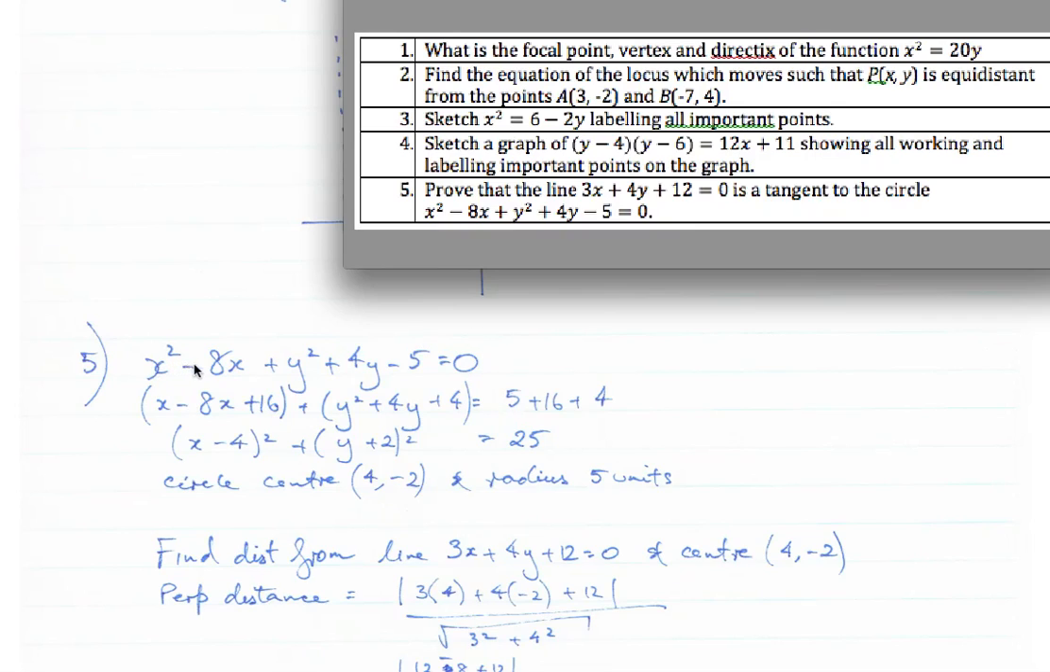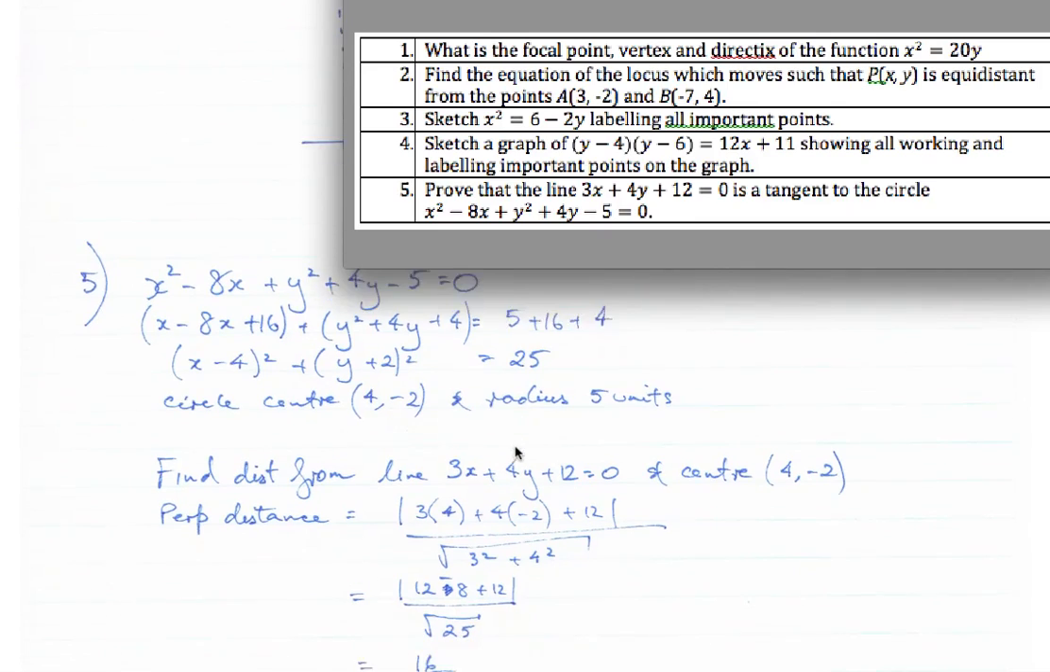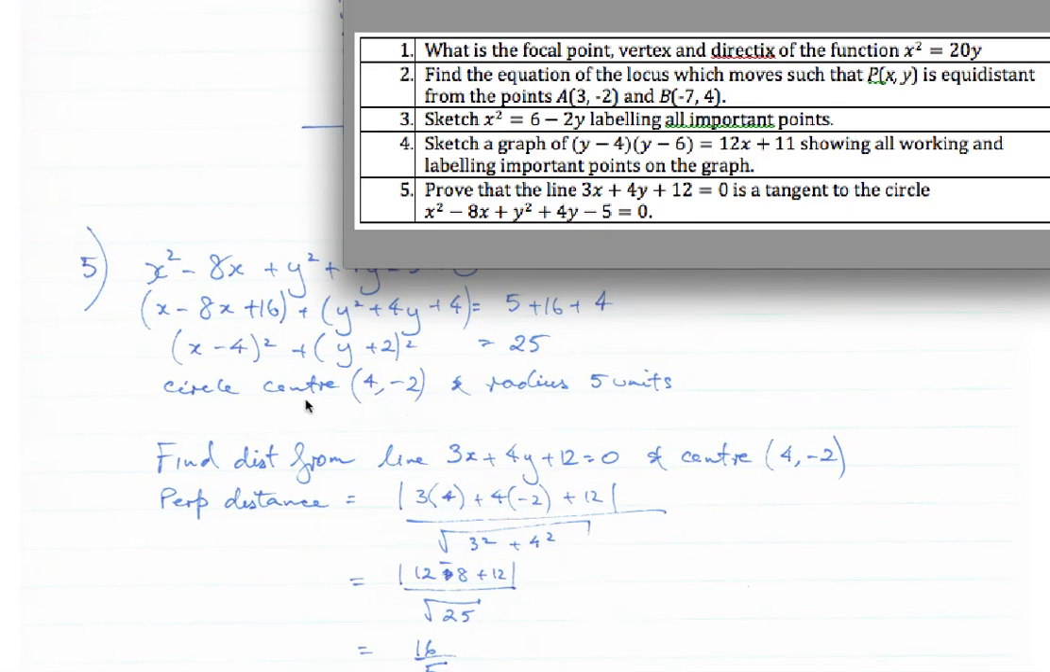I'm left with x squared minus 8x. How do I make that into a perfect square? Halve 8 and square it is 16. Halve 4 and square it is 4. So my 16 and my 4 get added to both sides. And this is what you'd expect anyway. A reasonably convenient number, 25, 16, a square number that gives us an even radius. Okay, so I know the circle has that center and radius of that.